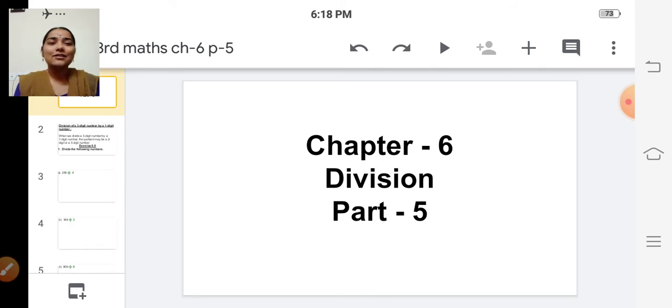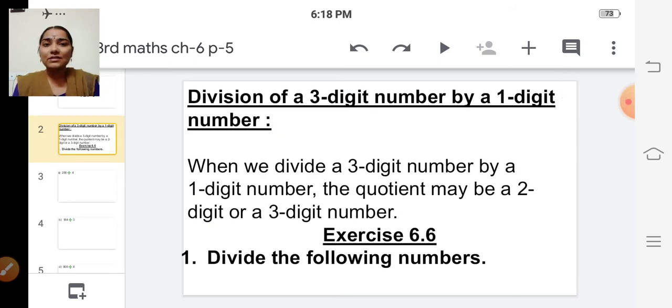Yes, very good. So, in the last class, we divided a two-digit number by a one-digit number, right? So today we are going to divide a three-digit number by a one-digit number. In the previous class, we got the quotient as a two-digit or one-digit number, isn't it? Now today we are going to divide a three-digit number by a one-digit number.